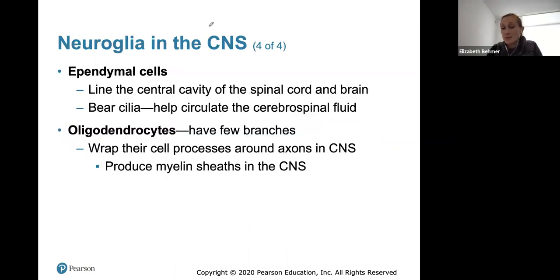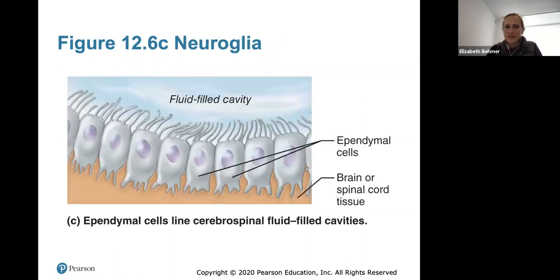Here are ependymal cells, which line the central cavity of the spinal cord and brain. They will have cilia, which help circulate and transfer the cerebrospinal fluid through the different cavities of the brain. Oligodendrocytes have very few branches, and they wrap their cell processes around the axons in the central nervous system. And the thing about oligodendrocytes is that they produce myelin sheaths, but in the central nervous system. So here's what ependymal cells look like. They have the cilia, which help to transmit the cerebrospinal fluid in its cavities.